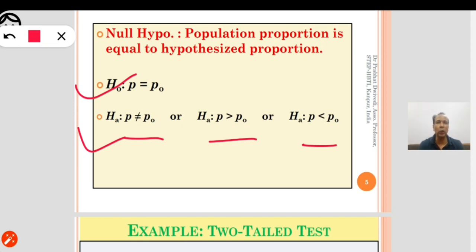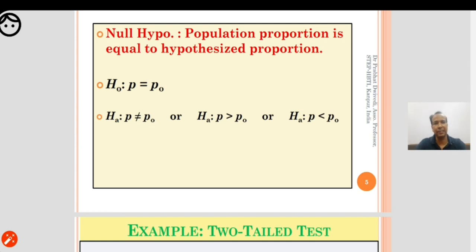As you all know, when the alternative hypothesis has a not equal to sign, this is a two-tailed test. When it has a greater than sign, this is a right-tailed test. And when the alternative hypothesis has a less than sign, this is a left-tailed test. So that is how we formulate the null and alternative hypothesis in this case.